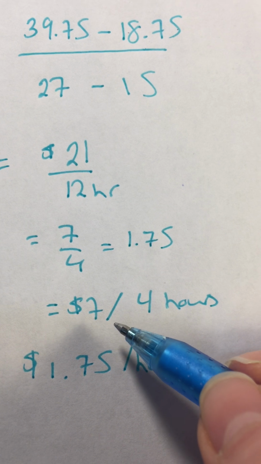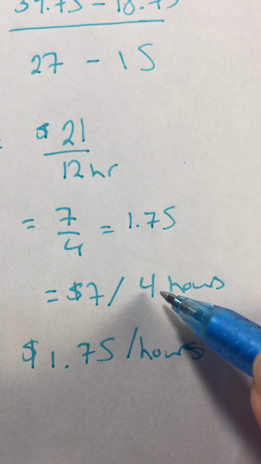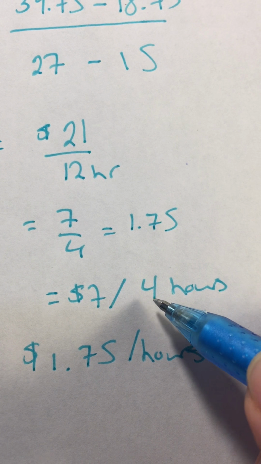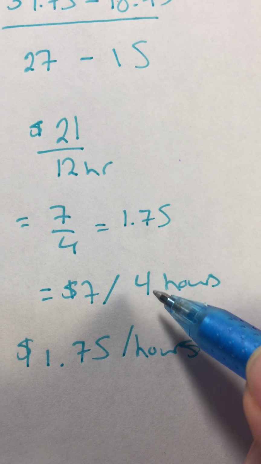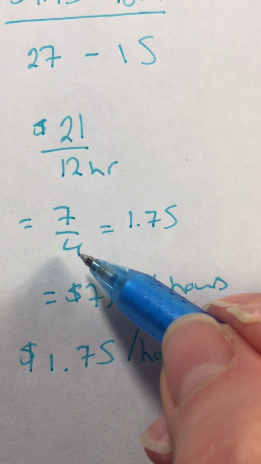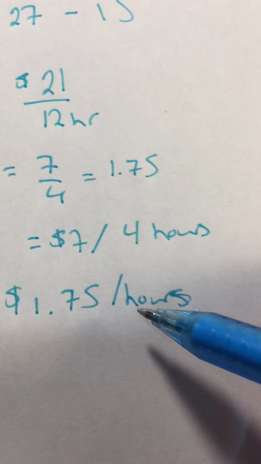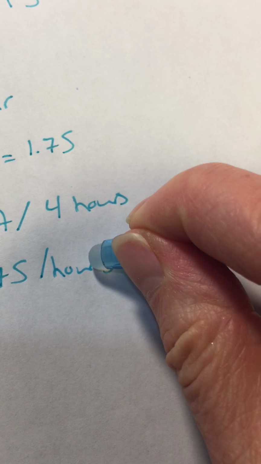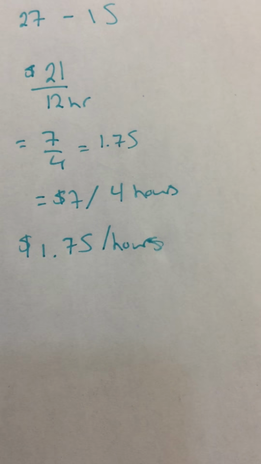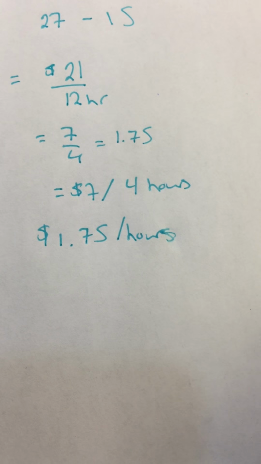We don't really want to say a rate of $7 per 4 hours. That's not the way you need it. You need to make that to be 1 hour. So dividing 7 by 4 and just writing it as a decimal gives you $1.75 per hour. And that's what makes sense to say.